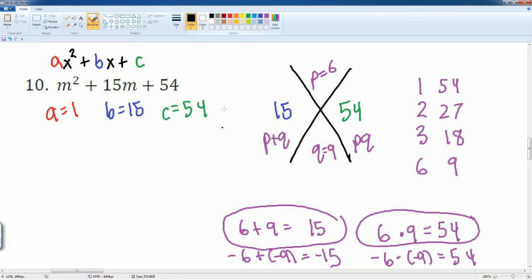So those are really great because we have 6 and 9 as our factors. So it's x plus 6 and x plus 9.